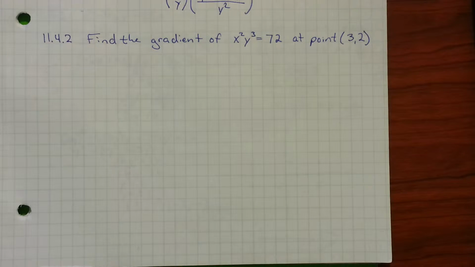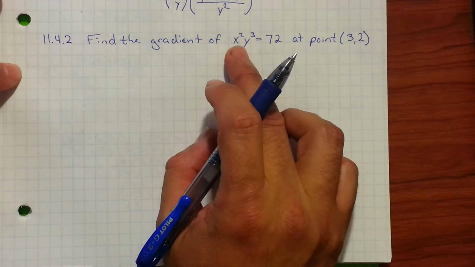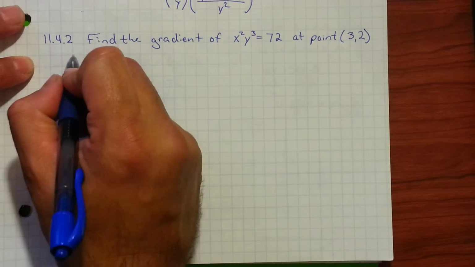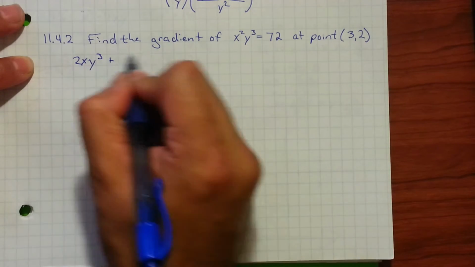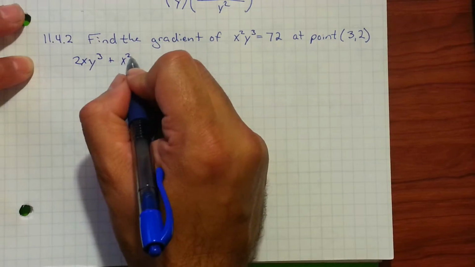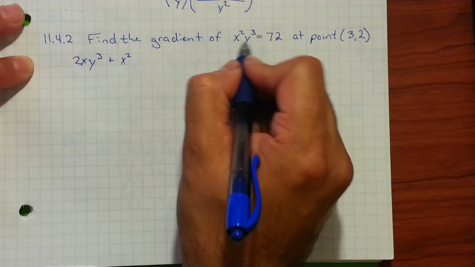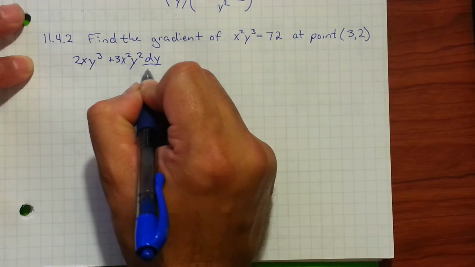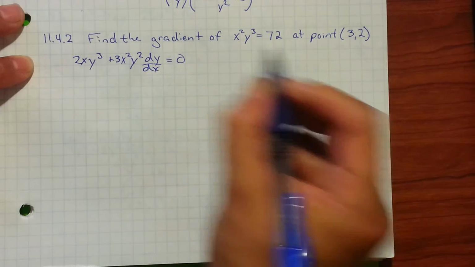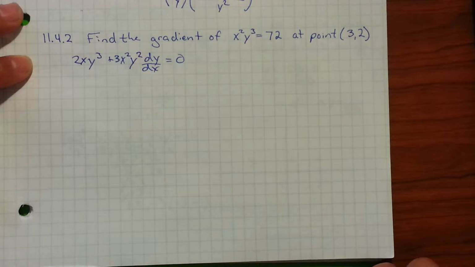Alright, on the next problem, 11.4.2, find the gradient of that one right there. So we're going to have a product rule inside there. So to find the gradient at that point, I need the first derivative. So take the derivative of this, which is going to give me product rule on that. So it's going to be 2xy cubed plus x squared, and this is going to give me 3y squared, so it's going to become 3y squared dy/dx equals 0 because that constant's going to go away. All constants go away when I take the derivative.